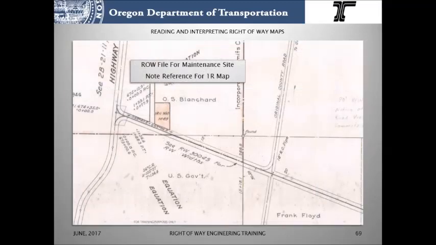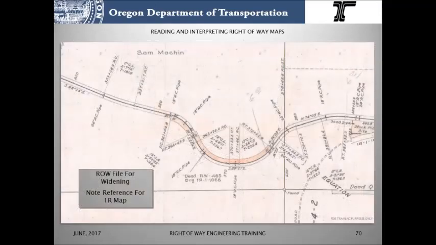Now, there are files drafted on it. This is a right-of-way file for a maintenance site. The file number is M-89, but it has a reference to 1R map, 1R1-360. Another part of the map, you see a right-of-way file for widening. So here we have right-of-way file RW-485, but it has a reference to a 1R map, in this case 1R1-1065.